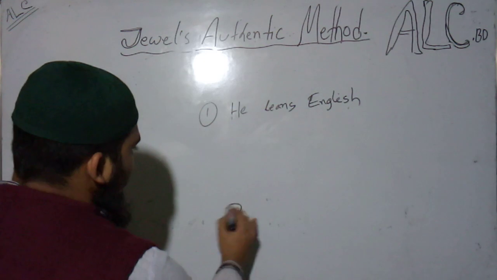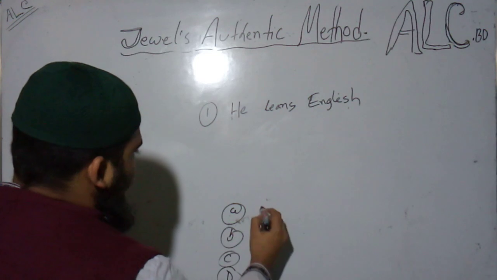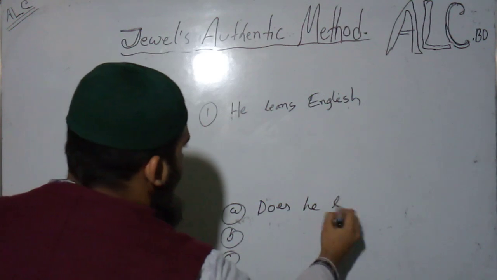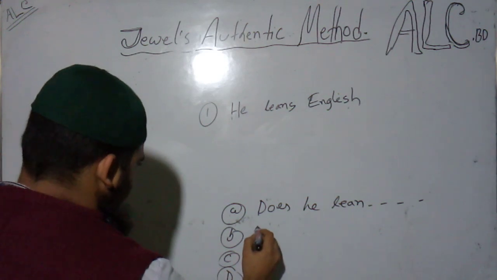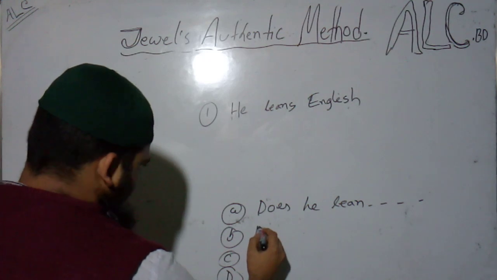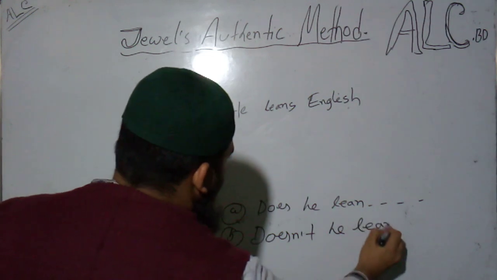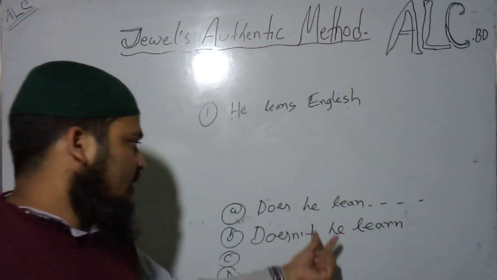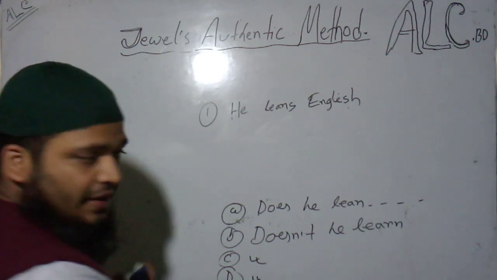So this is your homework. Suppose I am making here the interrogative sentence. Does he learn? I'm not writing the rest of the words. Doesn't he learn? So dear listeners, I am clarifying that I have written here first the interrogative and negative interrogative, but later on I'll write the affirmative and negative.